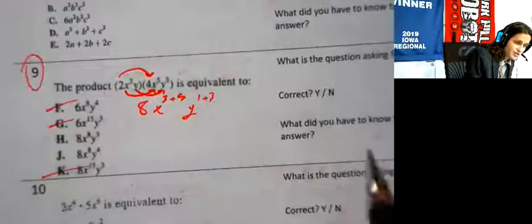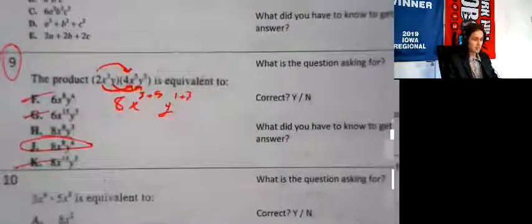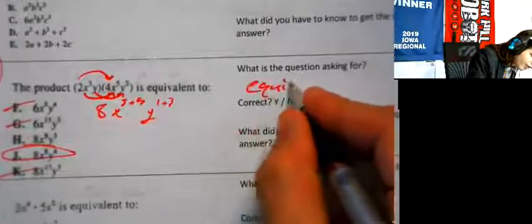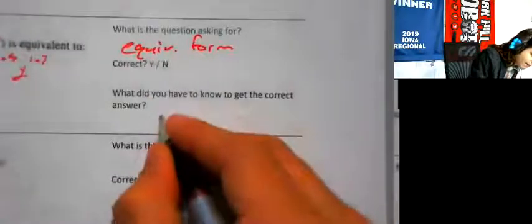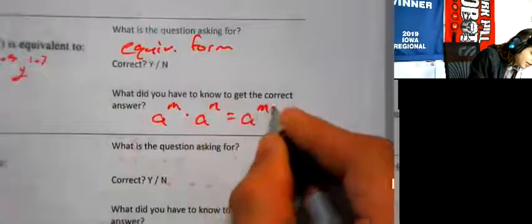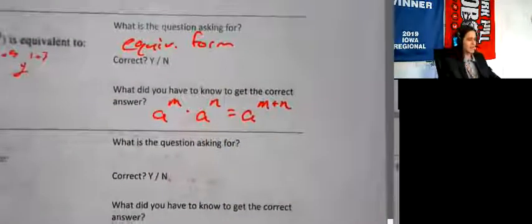And then y times y to the third. Ooh, that's y to the 1 times y to the third. That's y to the 1 plus 3. 1 plus 3 is 4. H is your trap. What did you have to know there? The exponent rules again. What is the question asking for? It's asking for another equivalent form. What do you have to know to get this correct? Again, a to the m times a to the n equals a to the m plus n. If we have the same base, we add those exponents. Not bad here.